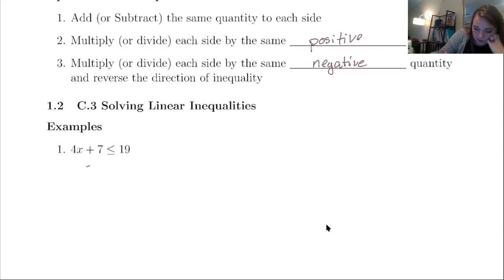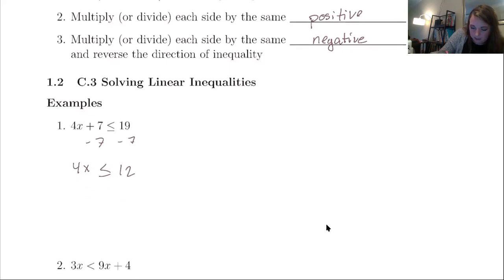How I'm going to do that is I'm going to subtract 7 from both sides. So I have 4x. I subtracted. Do I need to flip my inequality sign? No, I didn't multiply. I just subtracted. That's fine. Less than or equal to... I'm so bad at writing these. There we go. And that should be 12, right? And then I'm dividing by 4 until I get x is less than or equal to 3, right?